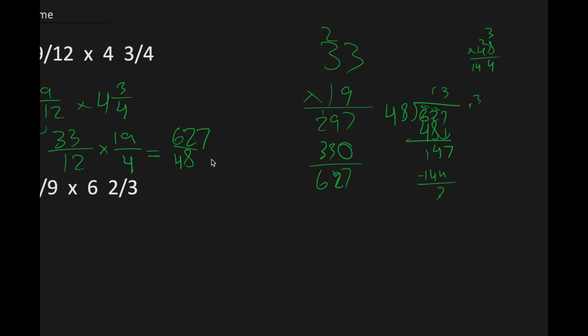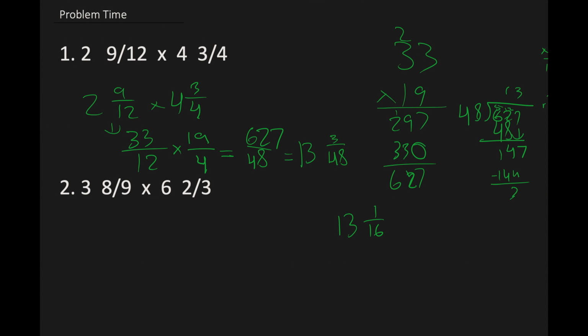So we have 13 and 3/48. Okay. Now how many times can 3 go into 48? That would be 16. So our answer here is 13 and 1/16, right? Because 3 goes into 3 one time and 3 goes into 48 16 times. So let's go all the way back here. Equals 13 and 1/16.